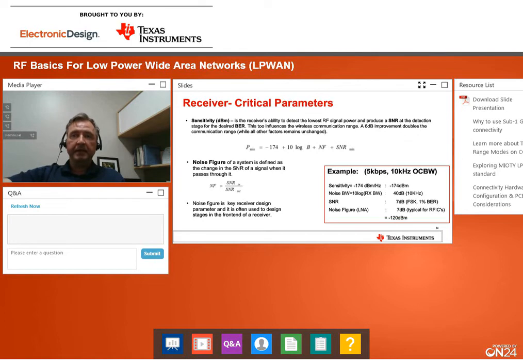The last one here that is not commonly disclosed is the signal-to-noise ratio that is required by the modem to demodulate the signal at a certain bit rate. And for FSK, it is about 7 to 8 dB at 1% bit error rate. But are there other options than FSK? And that's what I will discuss in the next slide.